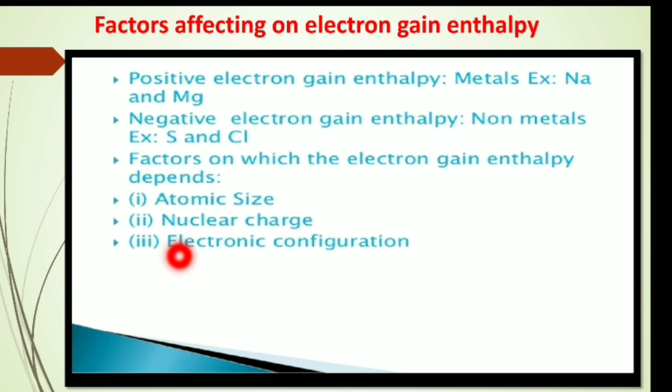Then what about electron gain enthalpy? Electron gain enthalpy is the amount of energy released whenever electrons are added to the outermost orbit. So from left to right in the periodic table, electron gain enthalpy values become more and more negative. More and more negative, in the sense that electron gain enthalpy increases from left to right.